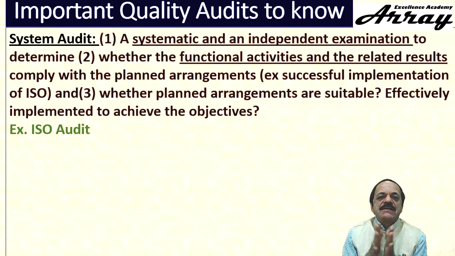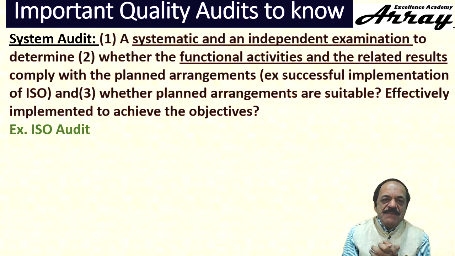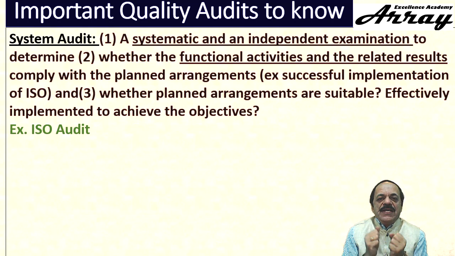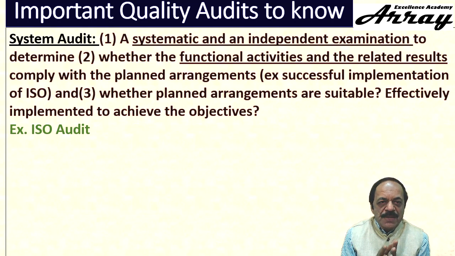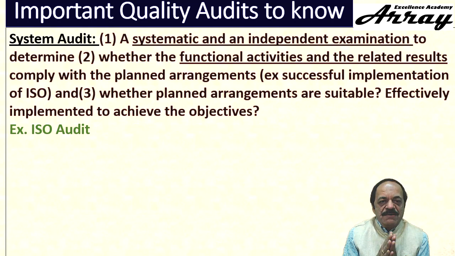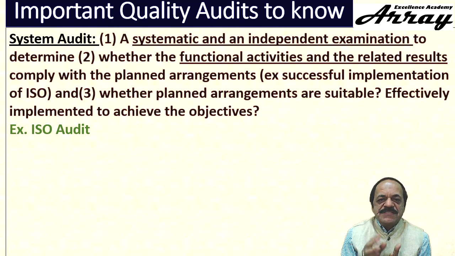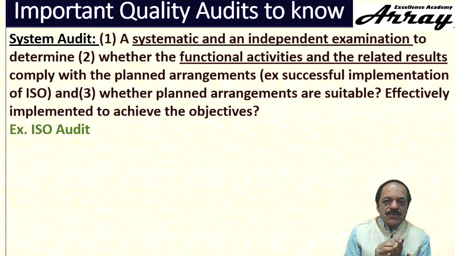Whether this is really happening or not, whether the system has been improved to ensure the planned arrangements are achieved or not. For example, whether the system has geared up to ensure successful implementation of ISO. Planned arrangement can be successful implementation of ISO in my organization, whether it has been done or not. Whether planned arrangements are suitable, whether I have taken the right standard to implement. If I am doing aviation business, space business, or defense business, maybe for me the Aerospace 9100 standard may be a better QMS to follow than ISO 9001.